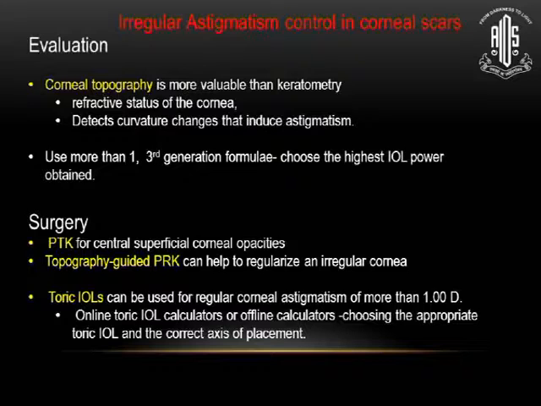So what about the irregular astigmatism in corneal scars? Topography is a definite must, which gives clearer information than keratometry. Use of more than one third generation formula to choose the highest IOL power calculation is a must. If the scars are superficial, there are surgeries like PTK for central superficial opacities, and then regularize the cornea by topo-guided PRK. If the corneal scars are not hampering much of the visual axis, just causing astigmatism, you can plan for a toric IOL as well.